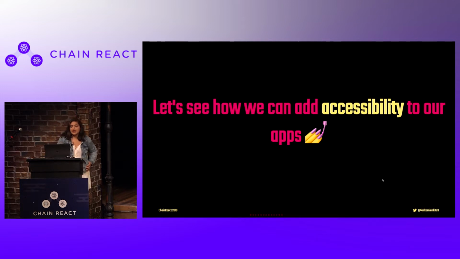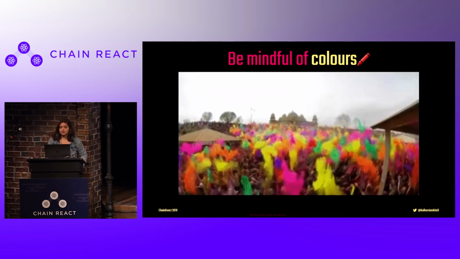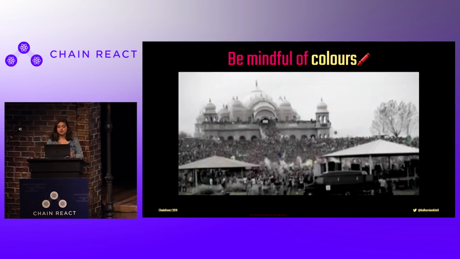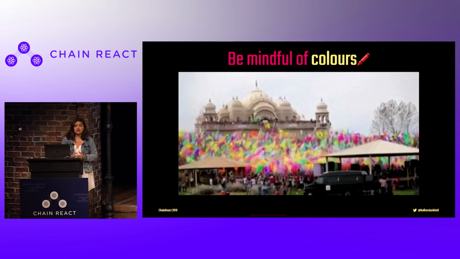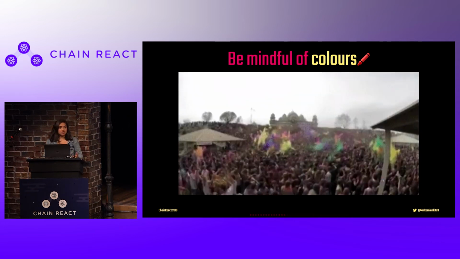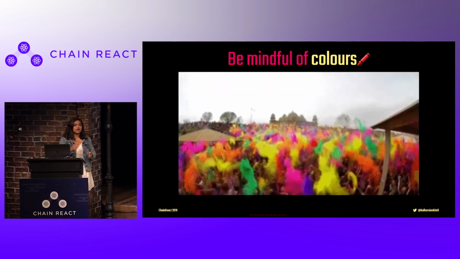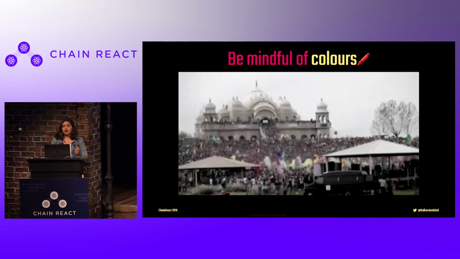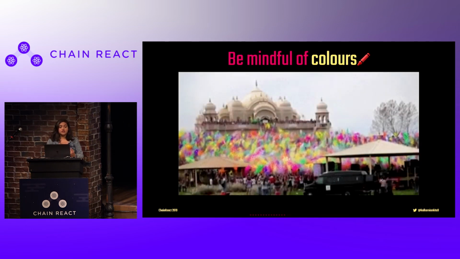So let's see how we can add accessibility to our apps. We'll talk about it from a design perspective, and then we'll look at some code as well. So be very mindful of colors. Pick colors that are already accessible with the right contrast and everything. If there are any designers out here, there's a tool in Sketch called Stark, which is a really good first step, essentially checking how that specific color on that background is going to match, and whether it is accessible or not. That's a really good first step that we need to be aware of.